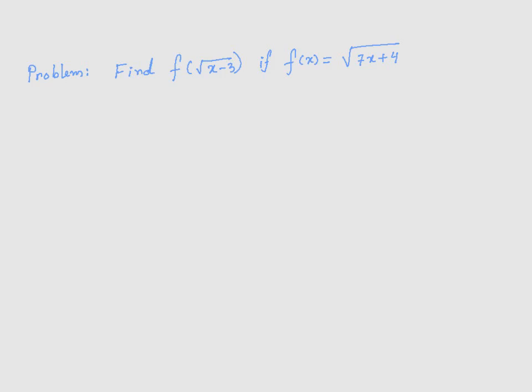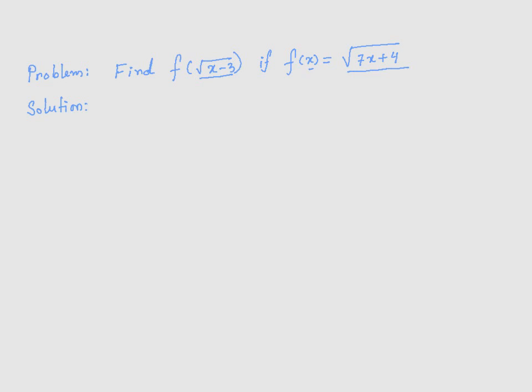In this video, I am going to find f of square root of x minus 3, given that f of x is equal to square root of 7x plus 4. Just by looking at all this square root, it may look like a bit intimidating. However, this problem is rather quite easy. If you look at this function as an input and output, you will get an easier view of things.